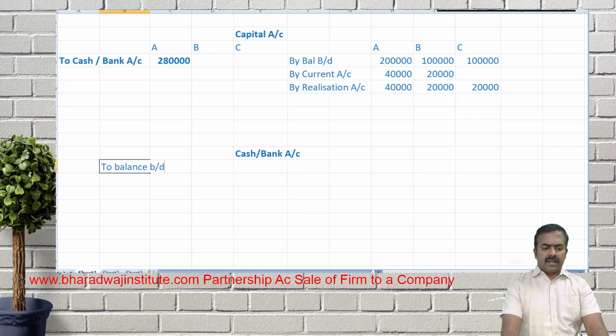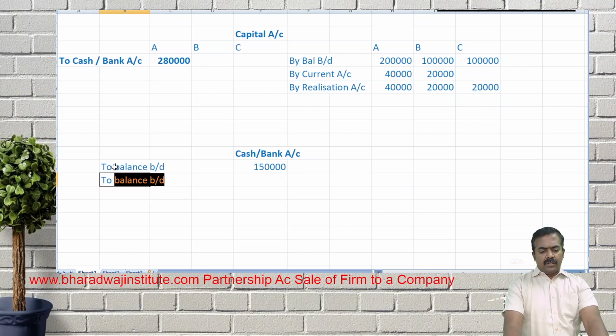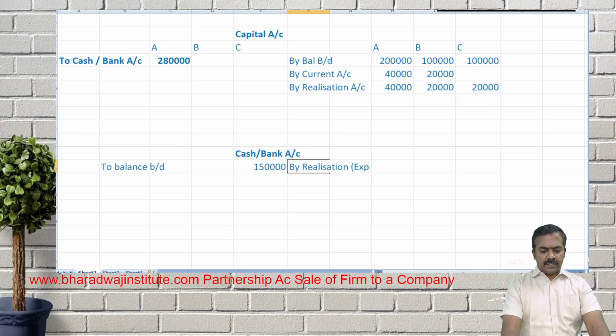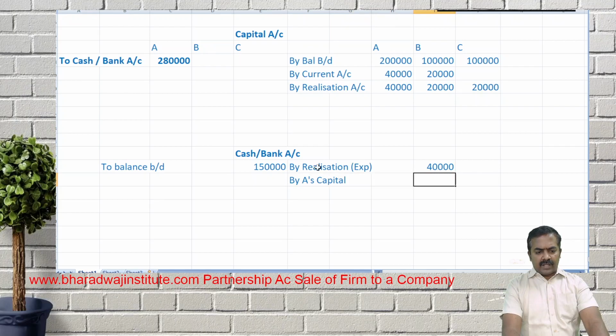The opening balance is not taken over by the company. What is opening balance? 1,50,000 is left with us. Then, any asset realized by us? No. By realization expenses. How much expense have we paid? 40,000 paid. Then, by A's capital to settle A, we require how much? 2,80,000 we require.